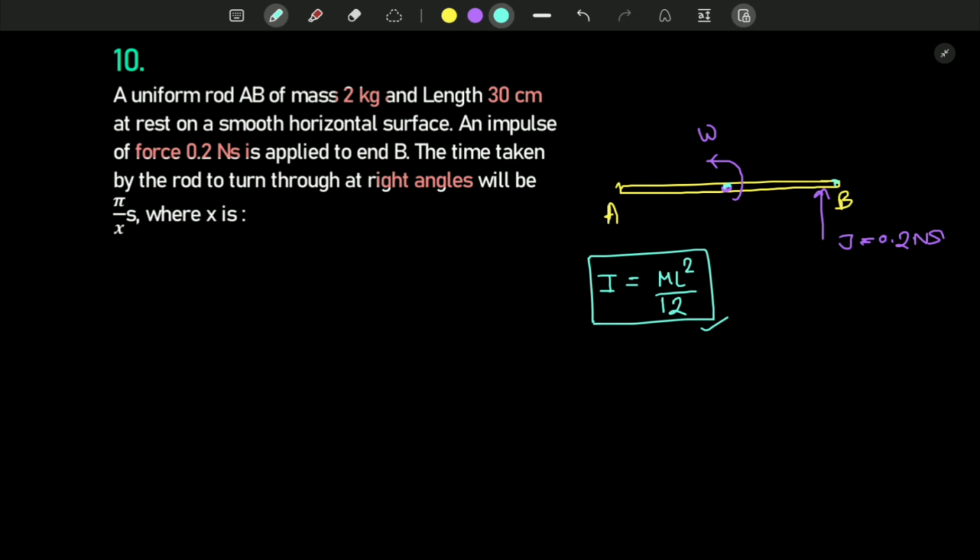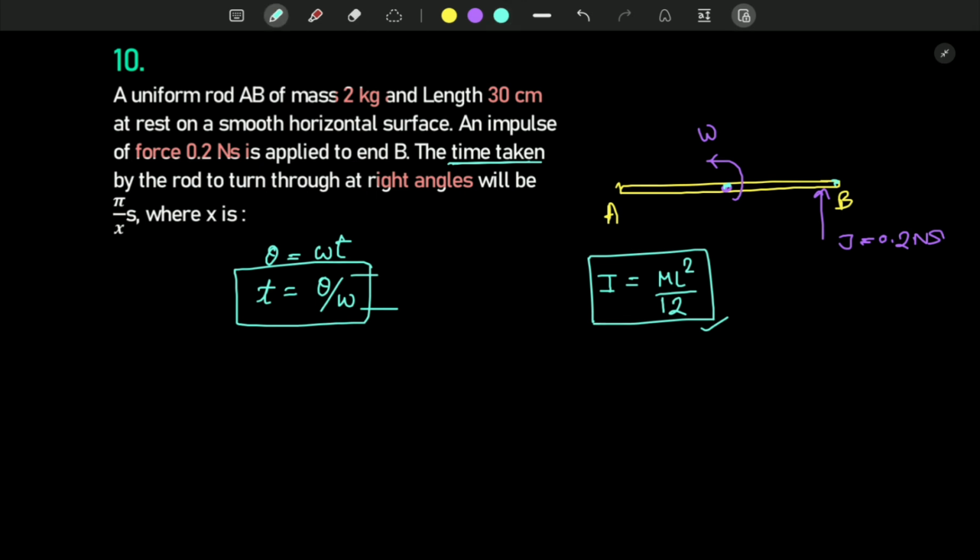Okay. Now we know that theta equals omega t. Now we have to find out the time taken by the rod. So time will be equal to theta by omega. So we only need to find what omega is and what theta is in order to find the time taken by the rod to turn through a right angle.